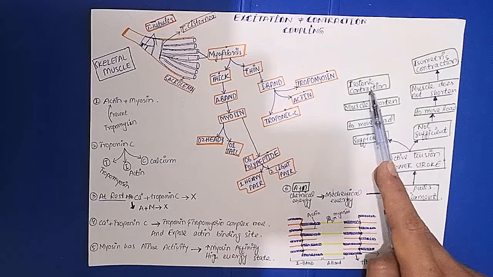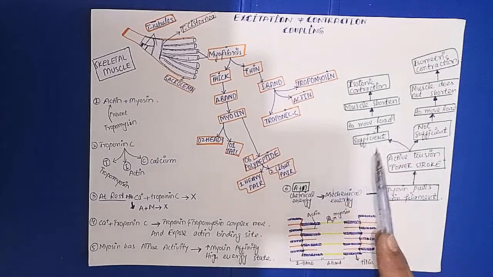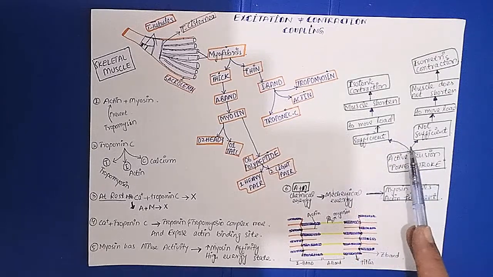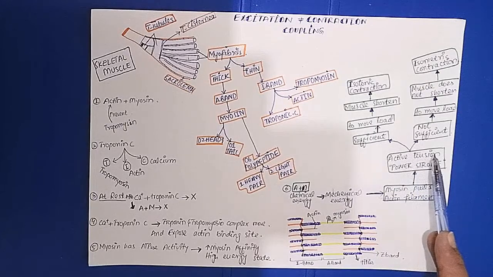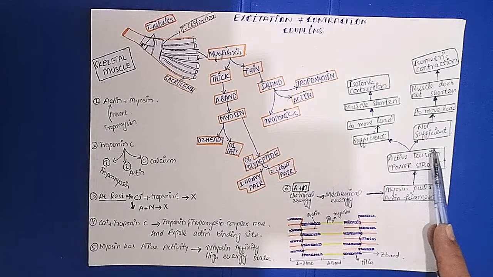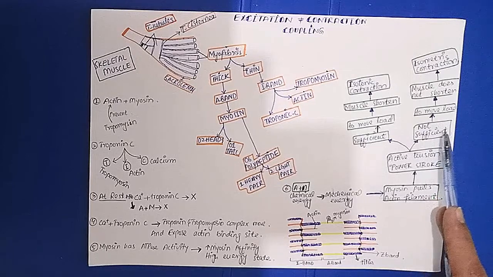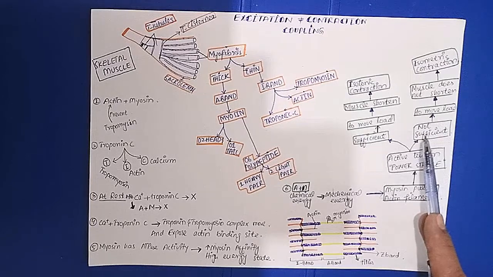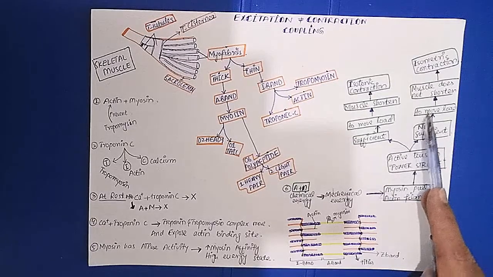It means the afterload is fixed. Afterload is the load the muscle works against. And the second is isometric contraction. If the muscle is unable to generate more than 10 kg of force, then the muscle won't shorten, which is called isometric contraction. It means the preload is fixed. Preload is the load on the muscle in a relaxed state.